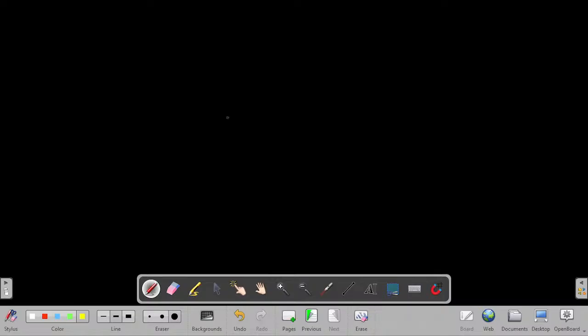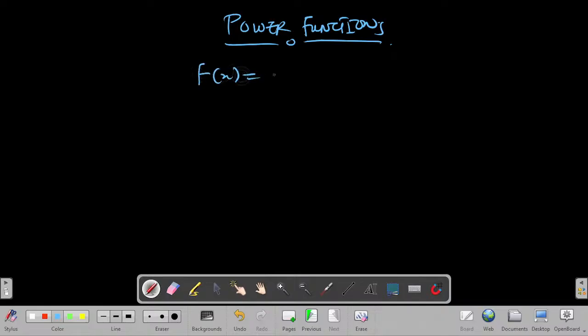The next type of function I'm going to take you through is what we call power function. When you talk about power functions, what they are trying to say is it's a function which is represented as f of x equals a x to the power p, where a is a member of all real numbers minus 0.